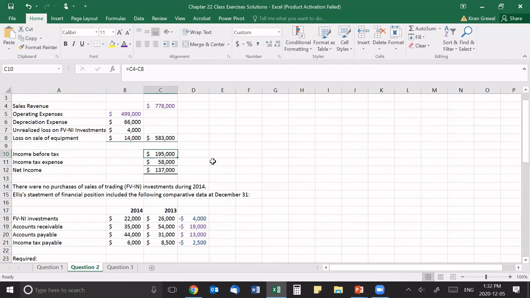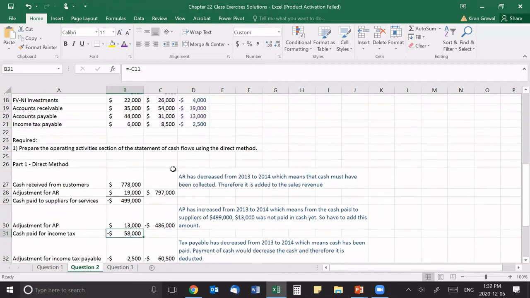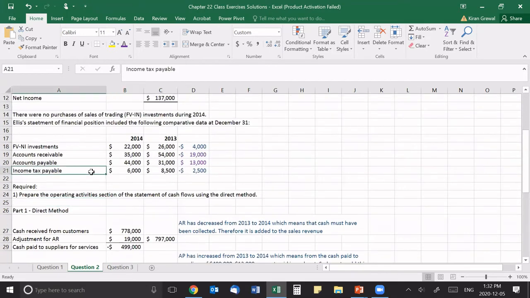And then that gives you net income before tax, and then there's income tax expense. So for income tax expense, there is a cash component here because you're paying the income tax. So we can include this. It's an expense, so it's going to be a negative amount. Okay? So cash paid for income tax, negative 58,000.